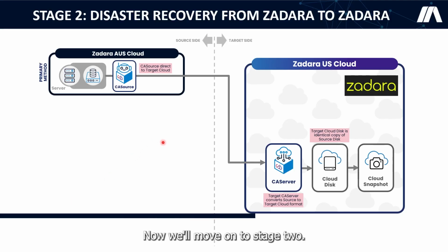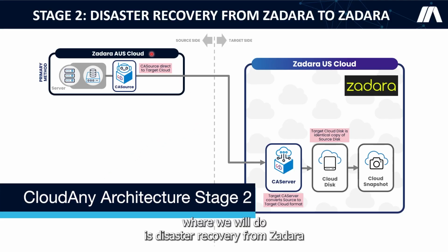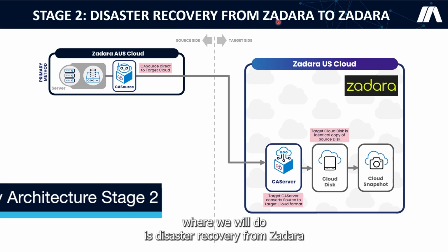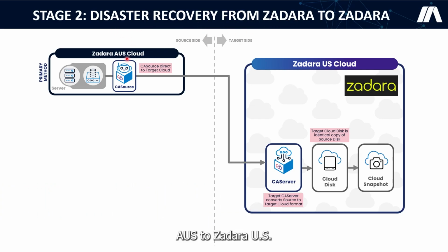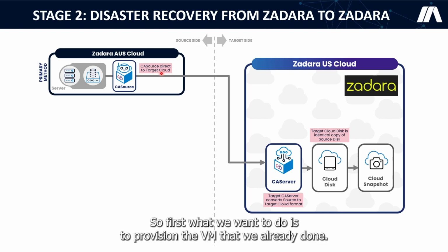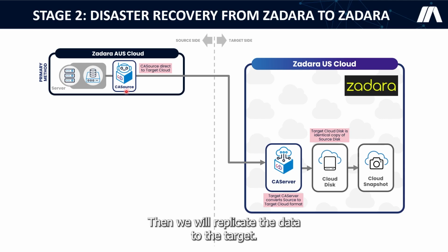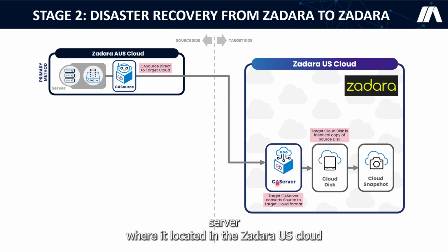Now we'll move on to stage 2, where we will do disaster recovery from Zadara AU to Zadara US. So first we will provision the VM that we already did, then we will replicate the data to the target CA server located in the US cloud.